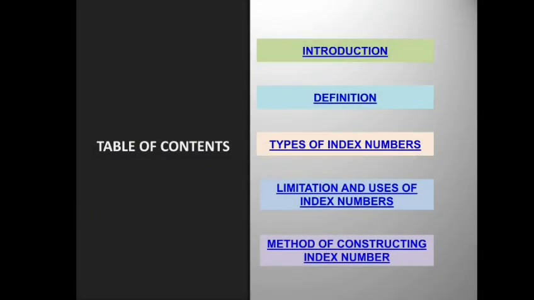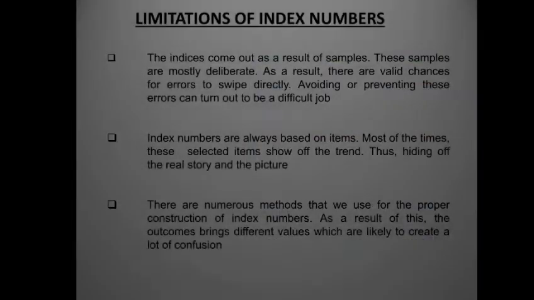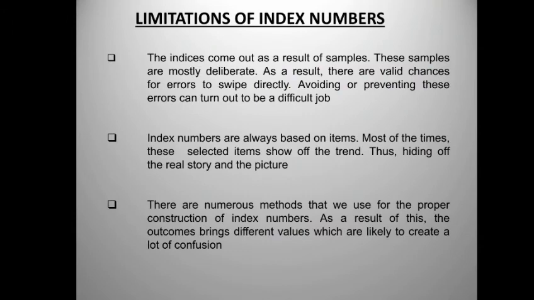Limitations and uses of index numbers. Here in the limitations of index numbers, we have that the indices come out as a result of samples. These samples are mostly deliberate. As a result, there are valid chances of error to creep in. Avoiding or preventing this error can turn out to be a difficult job.